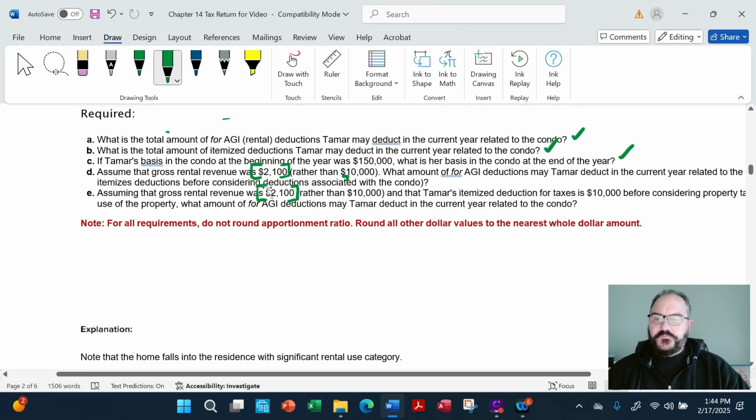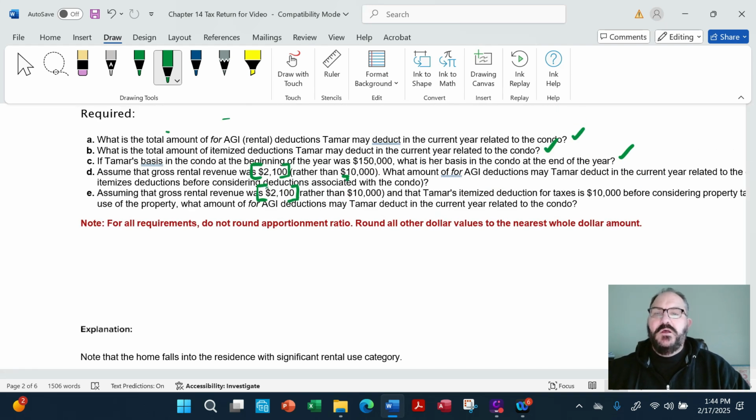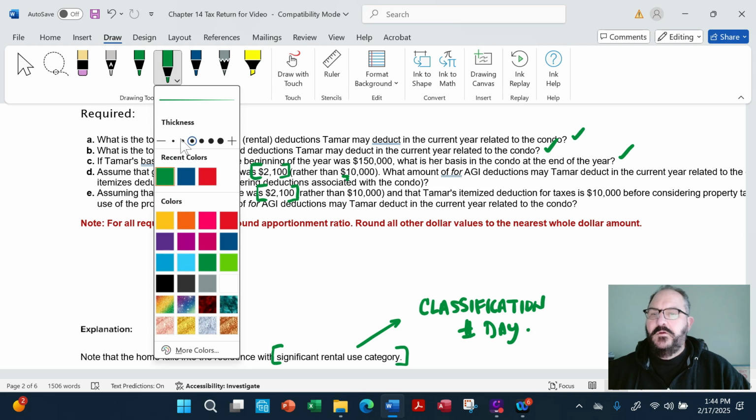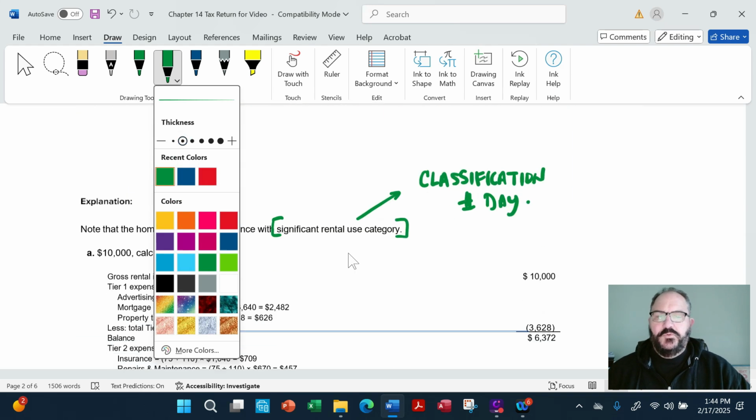For A, what's the total amount of for AGI rental deductions? Notice it says it has significant rental use category. This is a classification that you'll find in the chapter based on the number of days. So it's significant use. Scroll down a little bit farther.